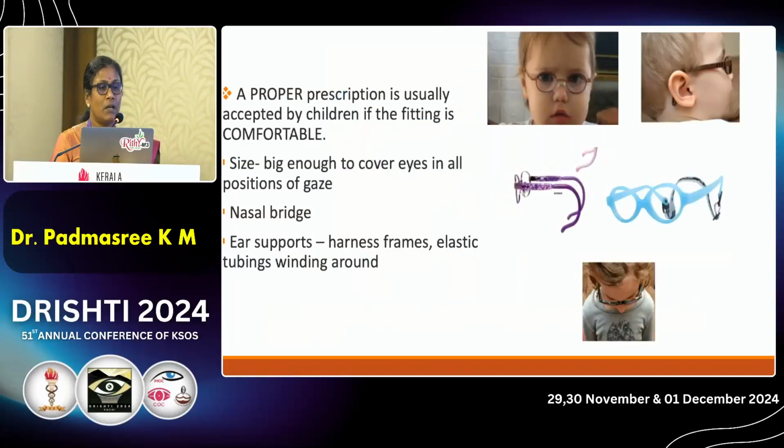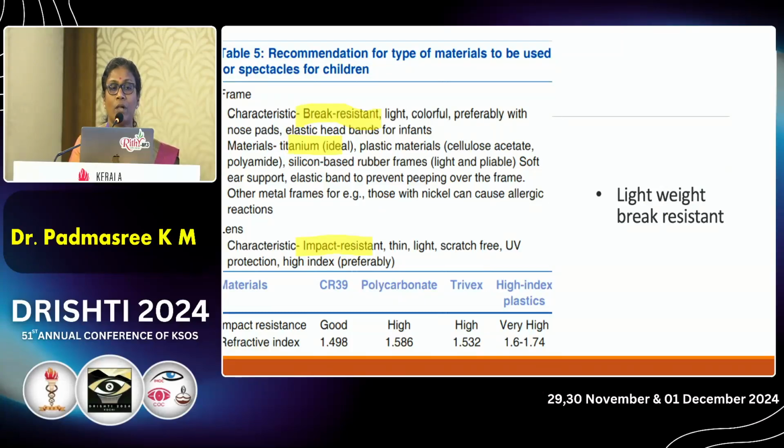So after your prescription, if it is properly fitted, the child will comfortably wear it. We have to look at the size of the spectacle, which should be big enough to cover the eyes in all positions of gaze, and the nasal bridge should be broad and comfortable for the child. Ear supports should be comfortable, and that makes sure that the spectacle does not fall forwards and fits in place.